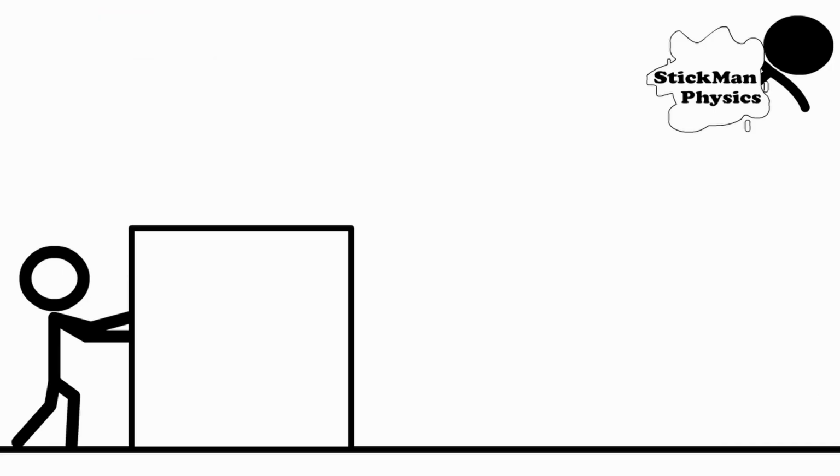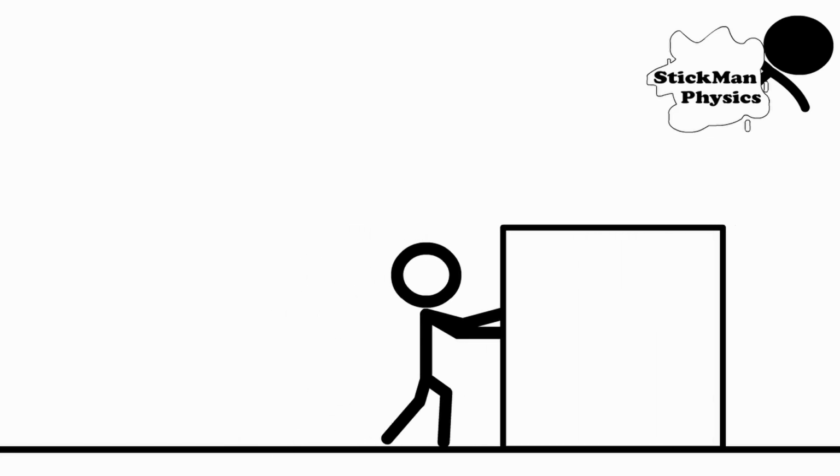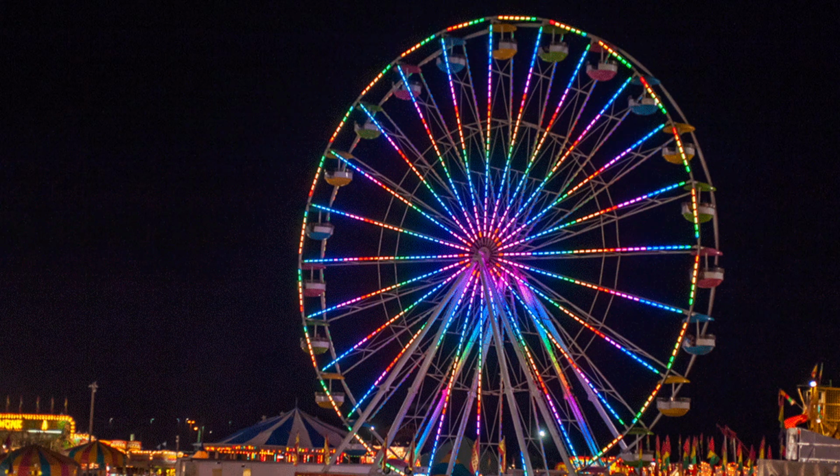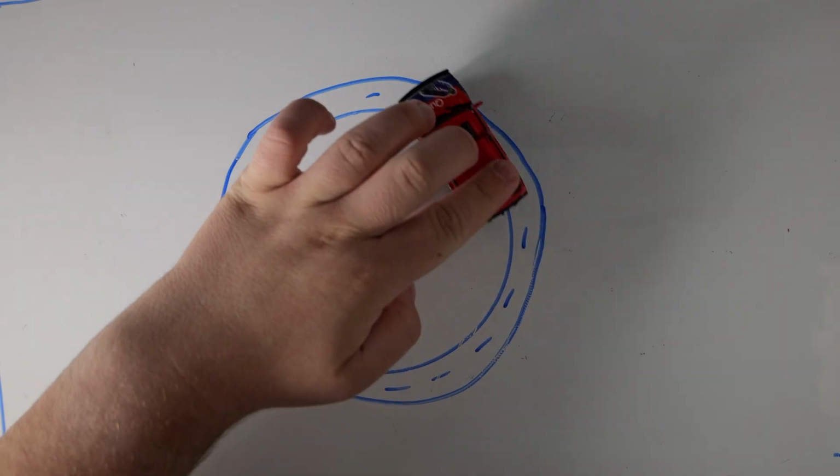Now let's switch gears a little bit. Let's talk about force. When you push a box on the ground, you are applying force for the box to move. Makes sense. But what if you're driving in a circular route? Or you're spinning in a circle? Or you're in a Ferris wheel? Well, this is called uniform circular motion. It is when an object moves in a circular route at a constant speed.